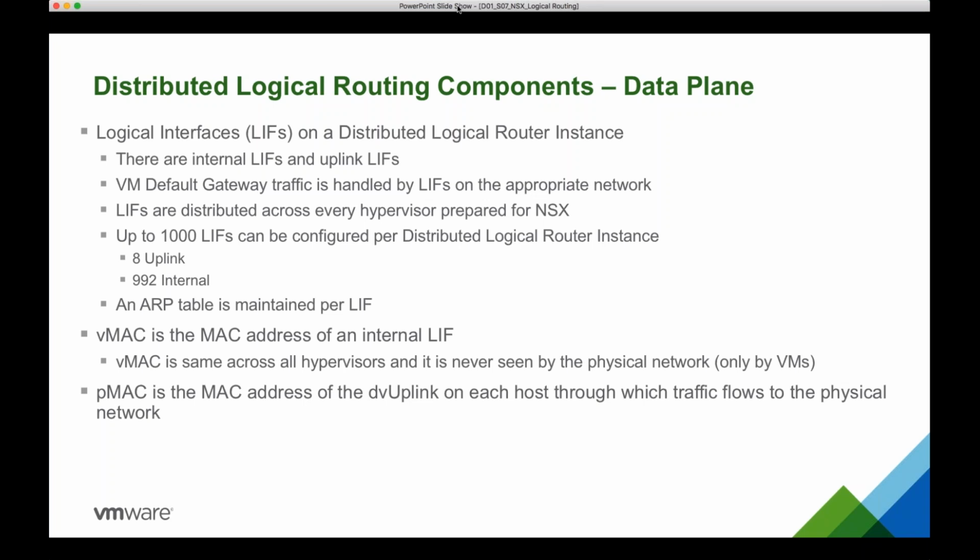You can have up to 8 uplinks and 992 internal, and an ARP table is maintained per LIF. The virtual MAC address is the MAC of the internal LIF, so that's going to be that gateway MAC address that exists everywhere. The PMAC is the MAC address for the DLR uplink port group, where the actual physical network connects.